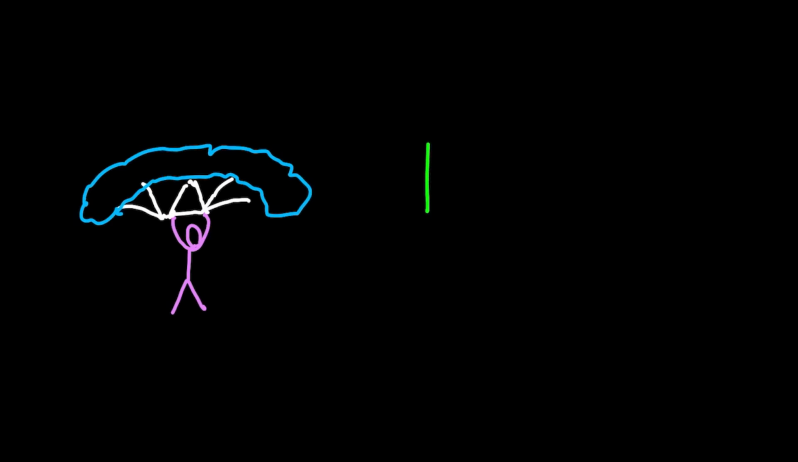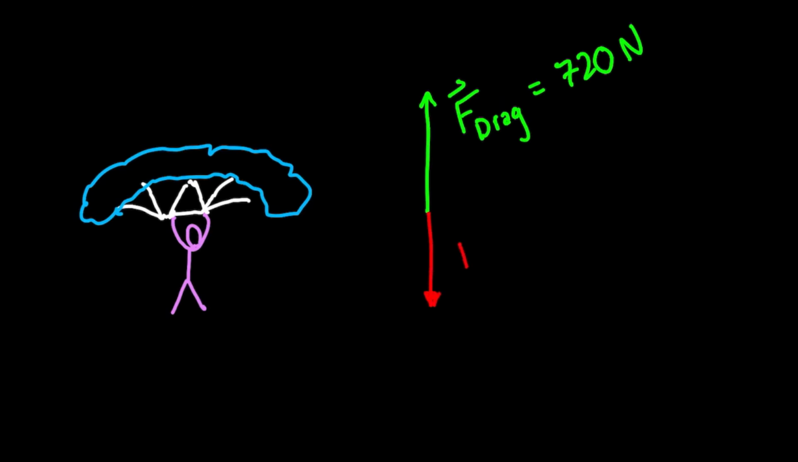F drag, 720 newtons. And the person has a mass and they're on Earth, so they're going to experience the force of gravity downward, which would be mg.